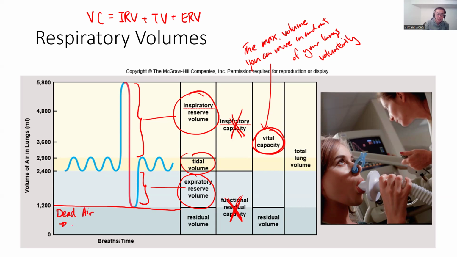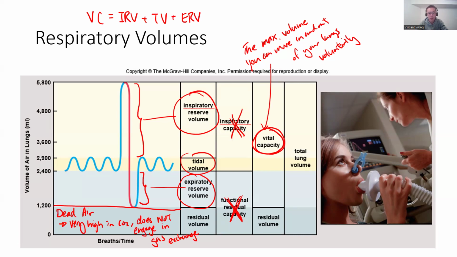The dead air is very high in CO2. It does not engage in gas exchange. That's why it's called dead air. It's useless. It's no good. There's too much carbon dioxide in there. It's not going to help us with anything.